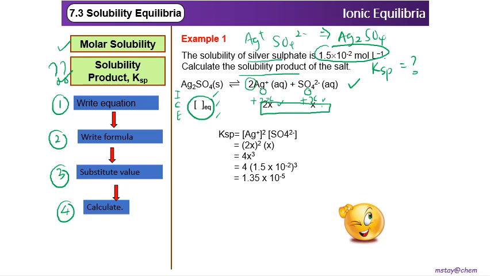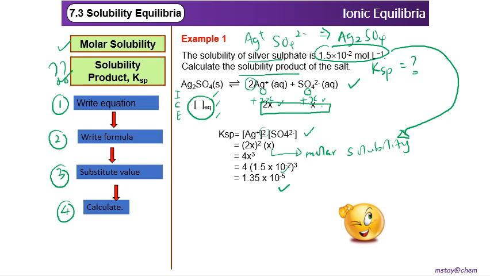Then next, we write the Ksp expression. Ag+ is 2x, and here with the square, so (2x) squared. The concentration of SO4 is x. Pressing the calculator, we get 4x cubed. The x is the molar solubility in this case, which is given in the question. So substitute in, press the calculator, and you will get the Ksp value of 1.35 × 10^-5.